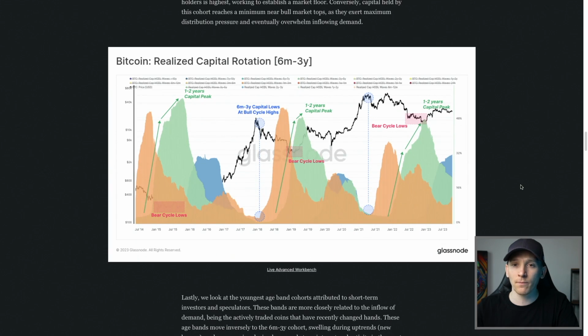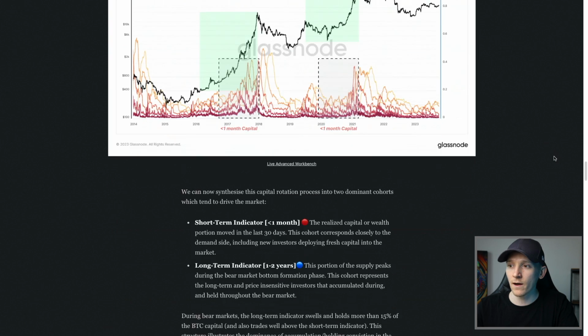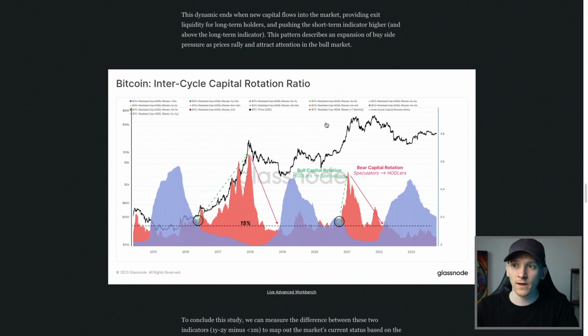We can see this capital rotation as it happens, right? During bull markets, as you can see, there is a massive swing low of realized capital, right? Rotation. So during bull markets, that's not the time to invest. During bear markets, that is the time to invest. So we can see that over time. We can also come and see this capital rotation, right?